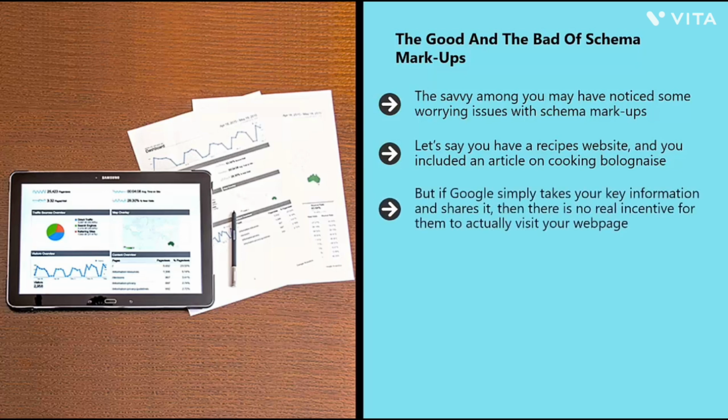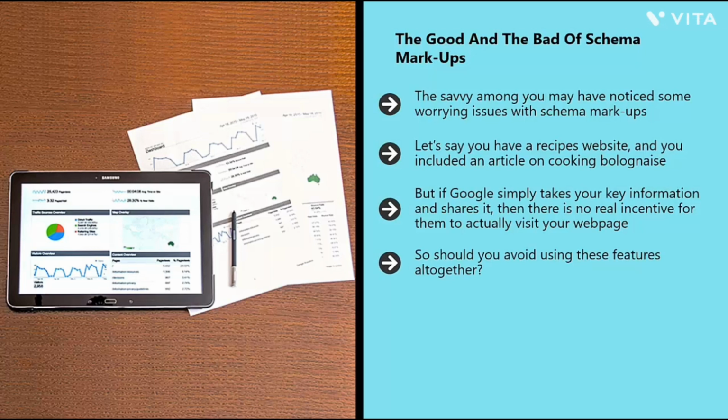But if Google simply takes your key information and shares it, then there is no real incentive for them to actually visit your web page. As such, there's no chance that they will click on your ads or buy your products. They'll not even know that the information came from your website. Essentially, Google is this way using our intellectual property without any remuneration, which has upset a lot of webmasters, businesses, and marketers. So should you avoid using these features altogether?